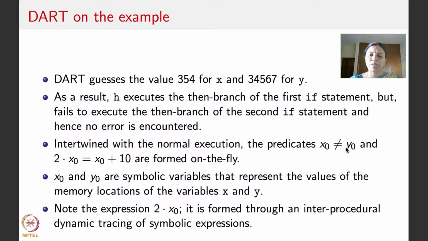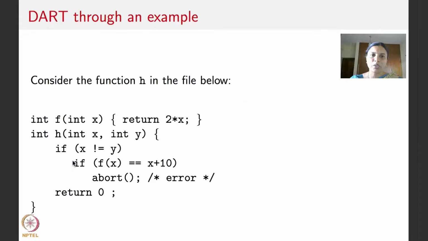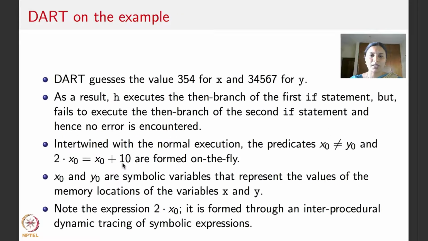So Dart remembers this. It doesn't remember it as X not equal to Y. It remembers it as x naught not equal to y naught. What is this x naught and what is this y naught? They are symbolic inputs representing x and y. And then the second path constraint is 2x naught, which is actually going to the function f. f says compute 2x, so you substitute it back here. x is symbolically represented by x naught, so you get 2x naught is the same as x naught plus 10.